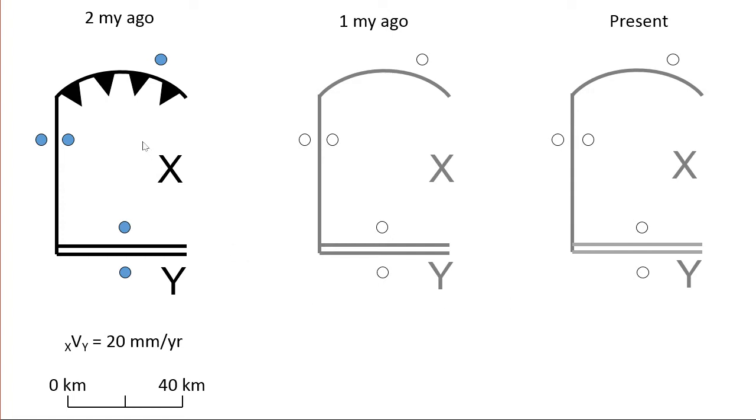We're looking at two plates here, plate X, which we are going to hold fixed, and plate Y, which is moving with respect to it at 20 millimeters per year. And I hope you can see this is a ridge here, a spreading center here, there's a transform here, and there's a trench here where X is the overriding plate. Okay, and so just to be clear on the relative motions, we're seeing spreading going on here at the ridge, we're seeing convergence at the trench, and transform motion along this transform.